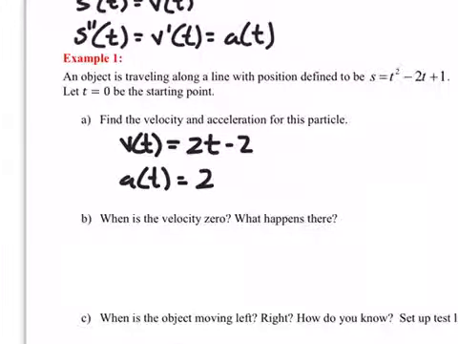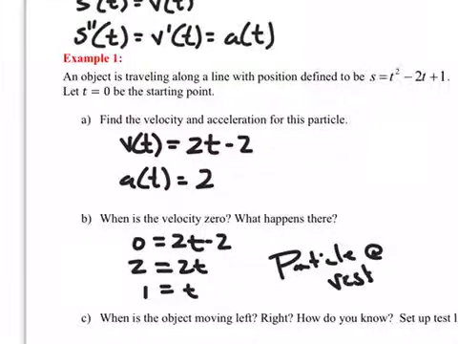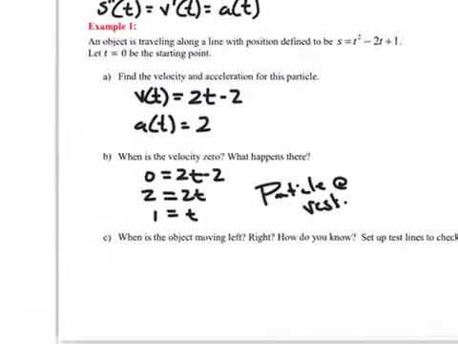When will the velocity be 0? So let's set the velocity function equal to 0. So 0 equals 2t minus 2. That means that 2 equals 2t. That means t equals 1. What happens at t equals 1? Well, the particle is at rest, right? Changing directions.